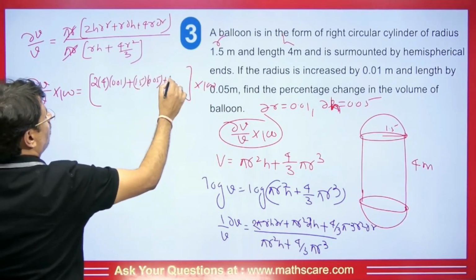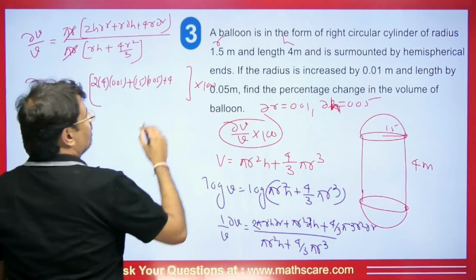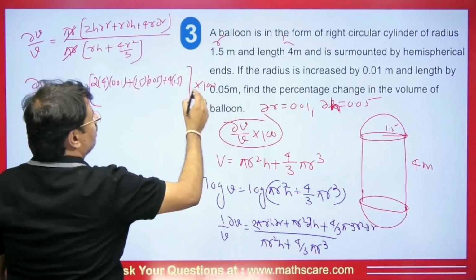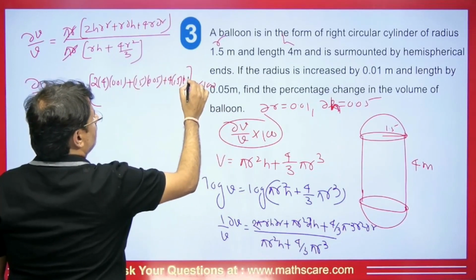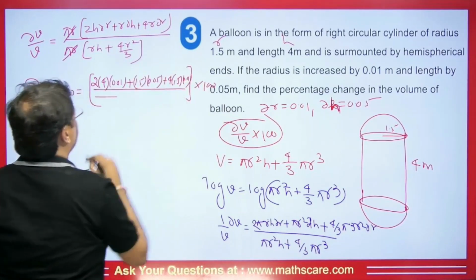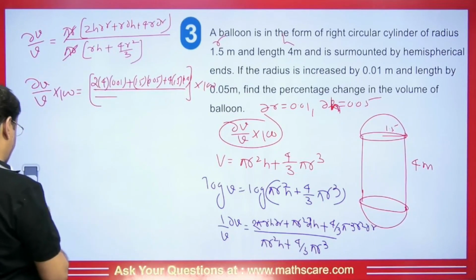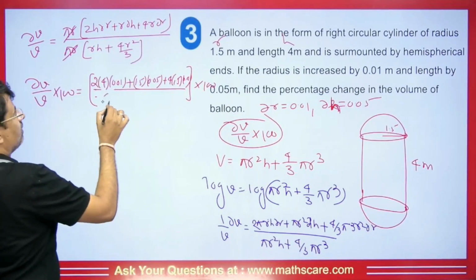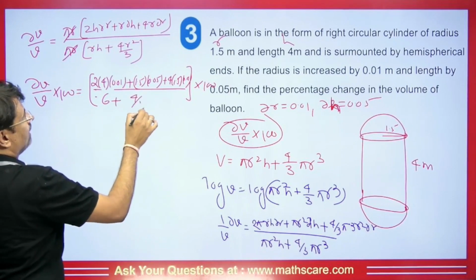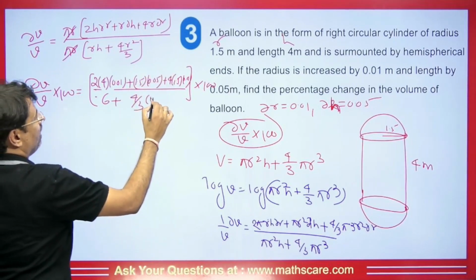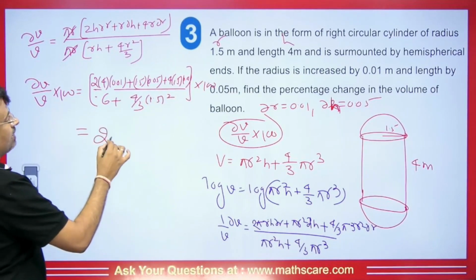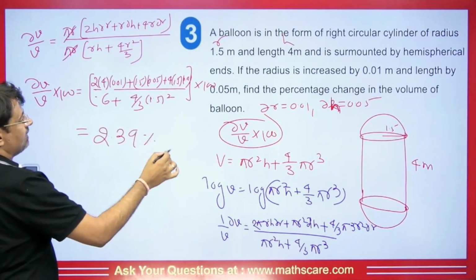Plus, students, this 4 and the value of r we have here is 1.5 given, right? And the value of del r is 0.01, right, divided by, and from here we have r into h. Clear? The value of r into h will be 1.5 into 4, meaning it will be 6, plus 4 by 3. In this, the value of r will be 1.5 whole square and into 100. So when we calculate this, what will be the answer? The answer will be 2.39%.